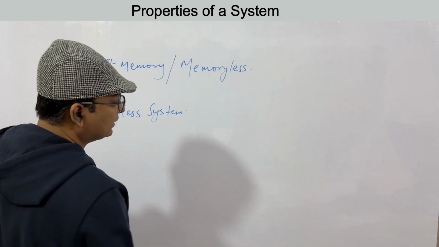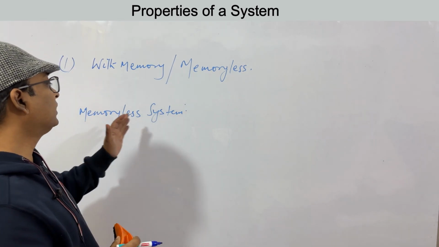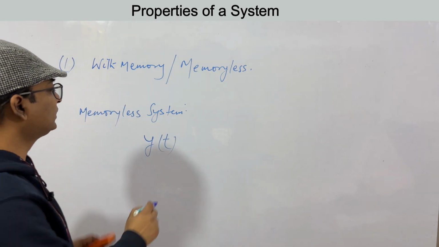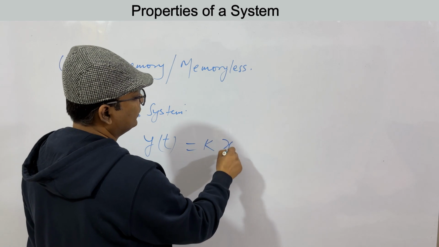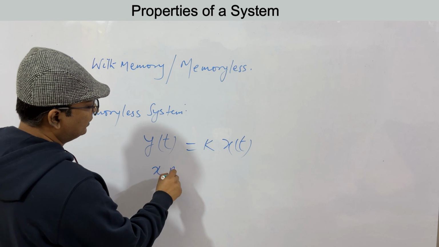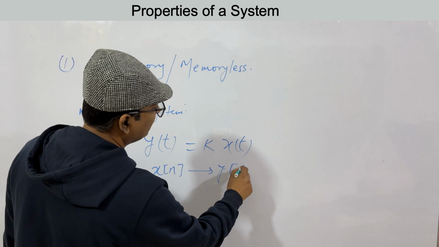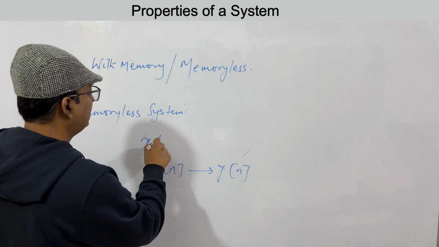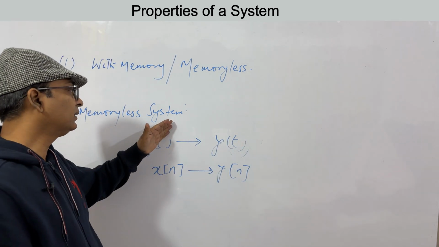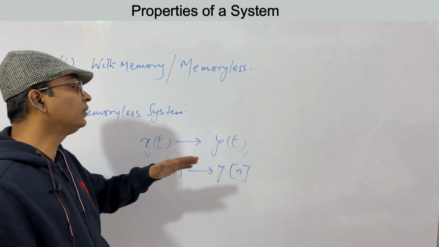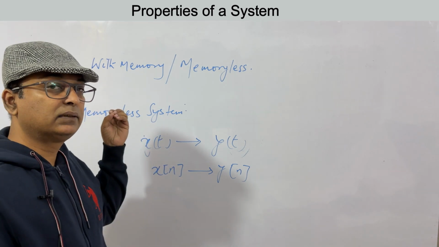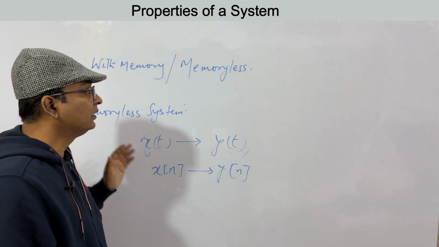I'm giving you the definition: if the output of a system at any time, let's say t, is dependent only on the input signal at that time, or in the case of a discrete signal, x[n] results in y[n], and here we represent it as x(t) results in y(t). That is, the output signal is not dependent on any previous input signal, that is, t minus t1, t minus t2. It is not dependent on any other signal.